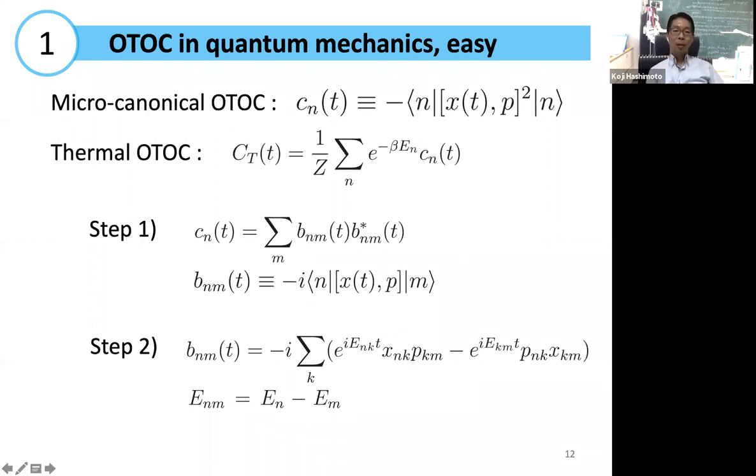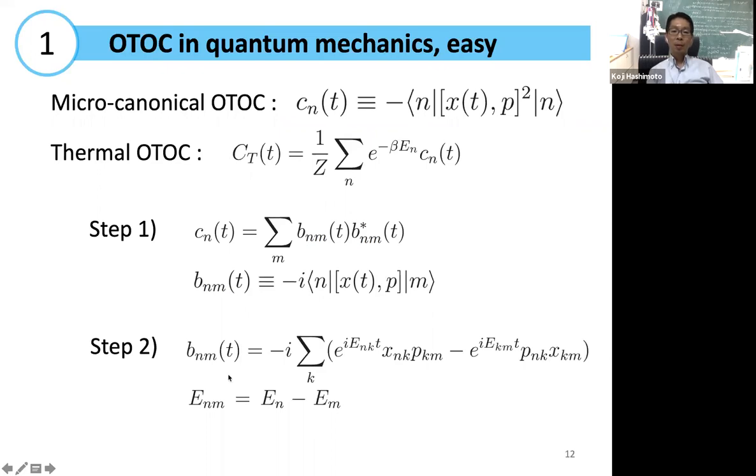So there are 2 steps to evaluate thermal OTOC. The first step is to evaluate this one by inserting this 4 Hilbert space identity operator into here, and then define B_mn(t) as a matrix element of this commutator. And its square gives you the micro-canonical OTOC. And then using this B, you can compute this C_n and, resultantly, this C_beta, the thermal OTOC.